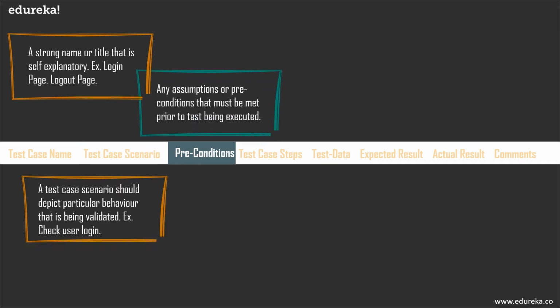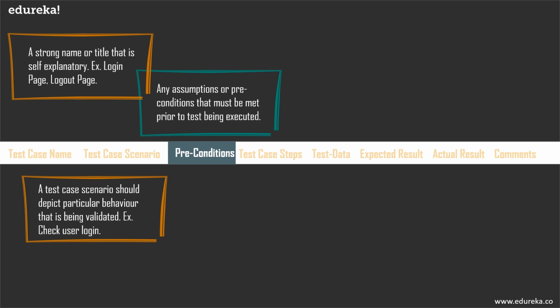So the next parameter is preconditions. You should include any assumptions that apply to the test, or any preconditions that must be met prior to the test being executed. This information can include which page the user should start the test on, dependencies on the test environment, and any special setup requirements that must be done before you actually start the test. This information also helps testers keep the test steps short and concise.